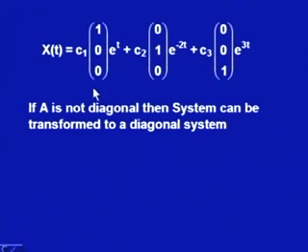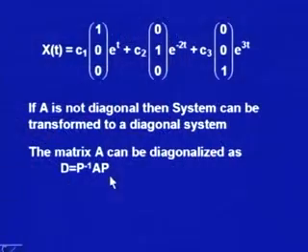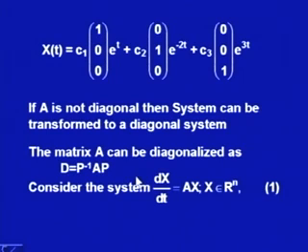Now, if the matrix A is given in the diagonal form, then things are simple, but if A is not diagonal, then the system can be transformed to a diagonal system and then we can solve it. And here comes the importance of diagonalization, what we have discussed in these lectures. So, if the matrix A can be diagonalized as D is equal to P inverse AP, then we can solve the dynamical system dx by dt is equal to Ax, x belonging to Rn, on the same lines as I have illustrated just now.